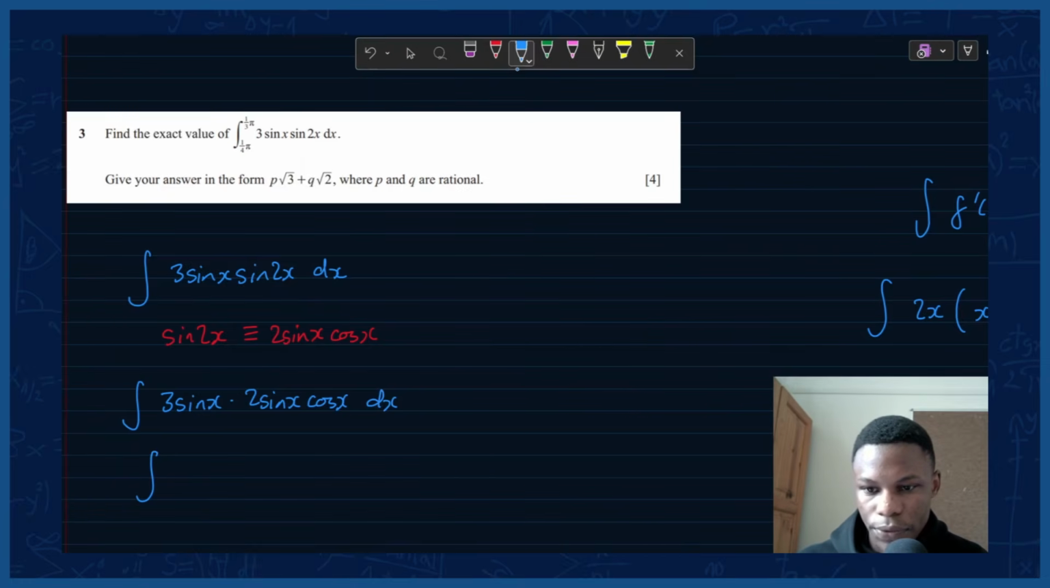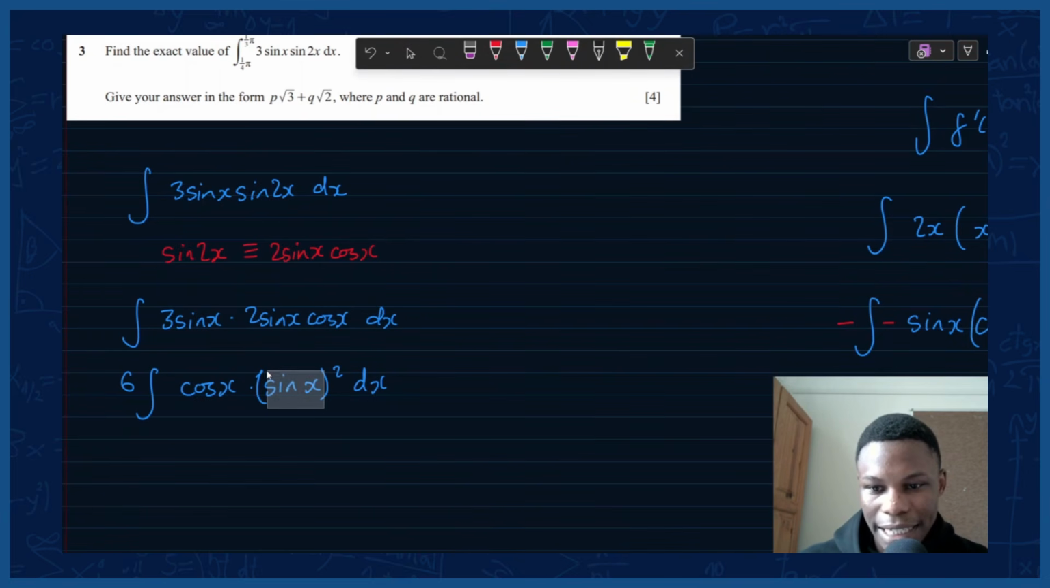Simplify that. We've got 3 times 2, which is 6. We'll just pull the 6 outside. And then I'll write the cos x first. We've got cos x multiplied by sine x times sine x, so sine squared x. As you can guess, I'm going to write it as sine x all squared with respect to x. Why? Because if I differentiate sine, I get cos. So this is my f of x, this is my f prime of x, and my f of x is raised to the power of 2.